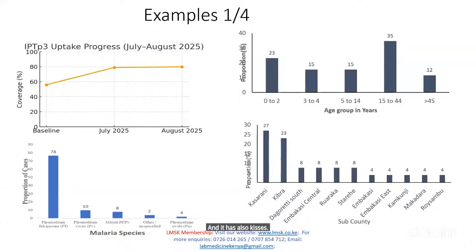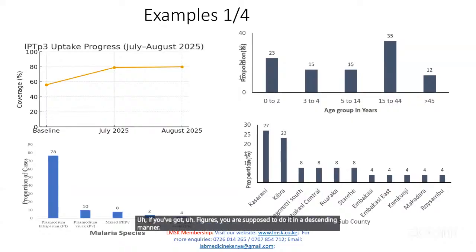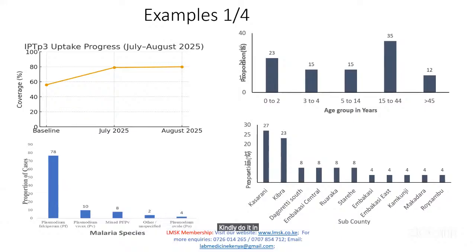So the rule of thumb in terms of place, again, if you've got figures, you are supposed to do it in a descending manner. Kindly do it in a descending manner. Start with the 27, 23, up to the last one. That is the rule while using the graphs. Always start with the highest going down.